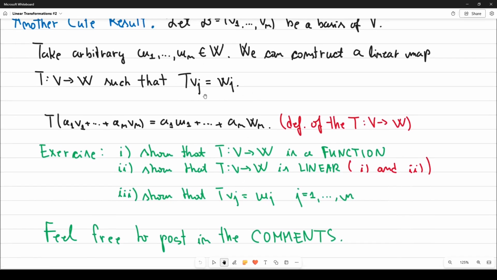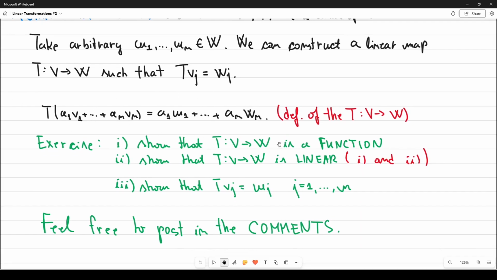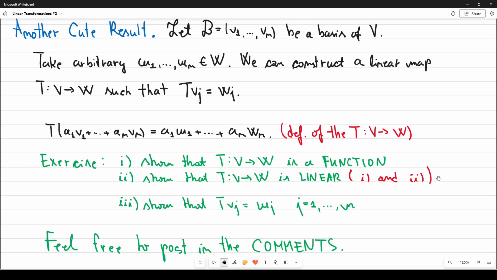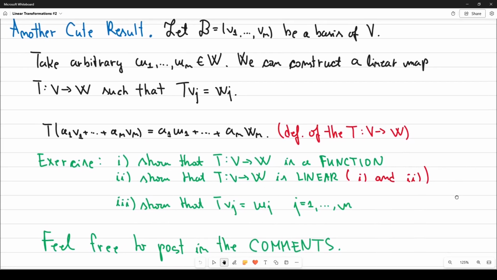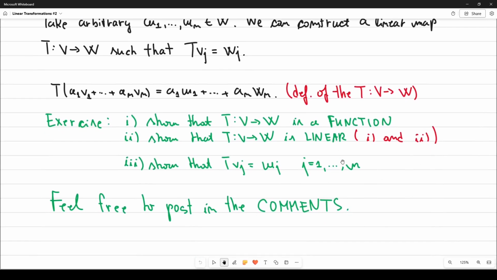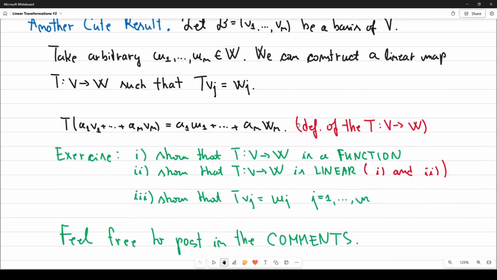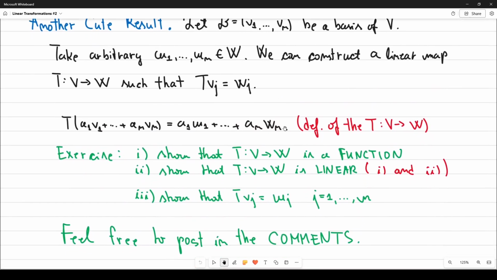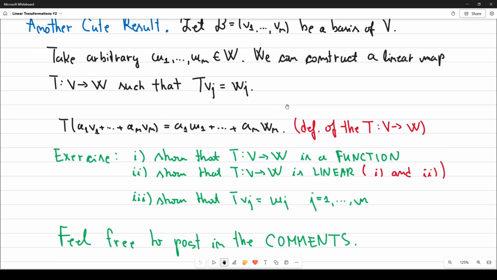And finally, you have to show that if I take some basis vector vj and I map it, I do indeed get wj. So here's the definition. Here is the thing you have to show. I claim, I'm pretty sure, trust me, that all of these hold. So feel free to post in the comments. That would be it for bases and linear transformations.